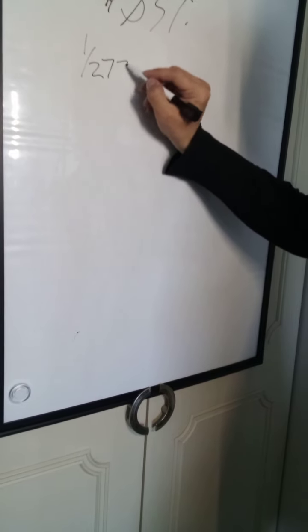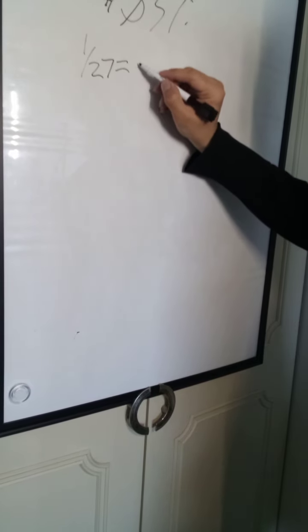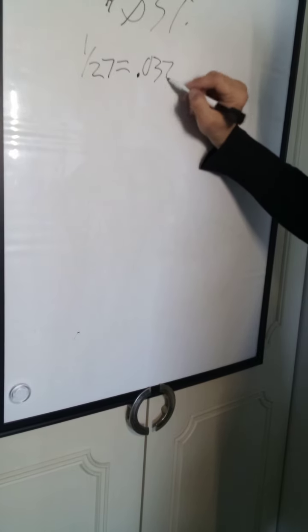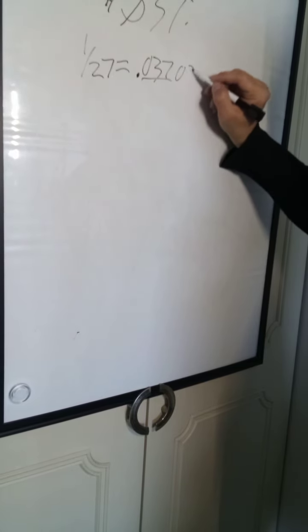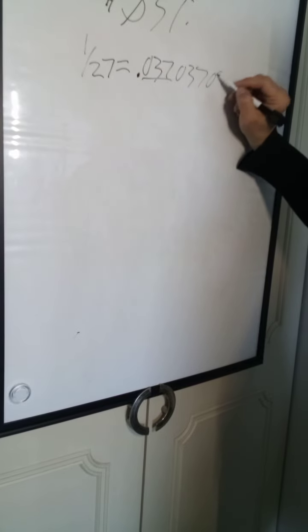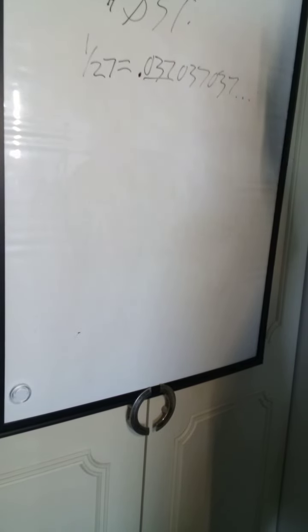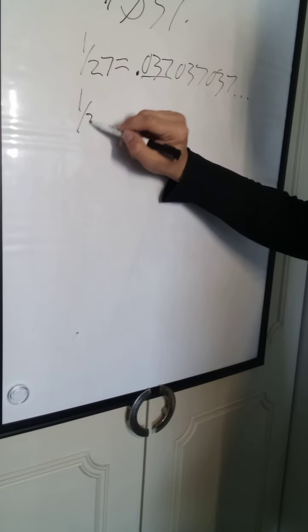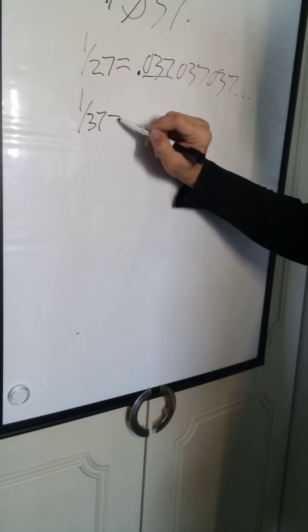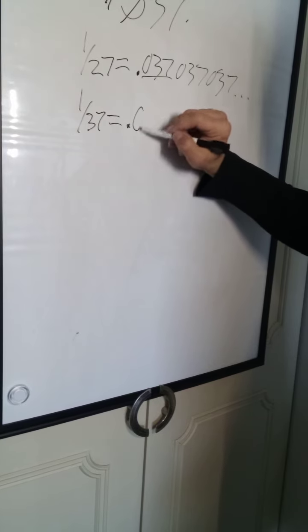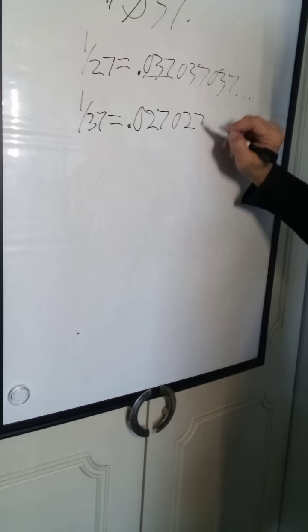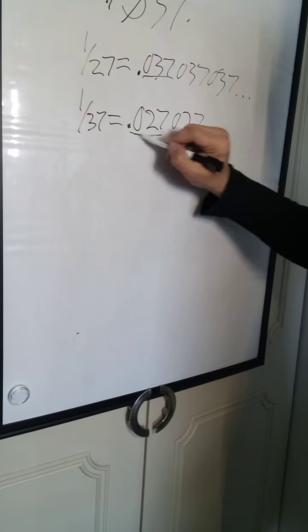Reciprocal of 27, that is 1 divided by 27, is equal to 0.037 repeating, for example. Same with reciprocal of 37. That is equal to 0.027, 0.27027 on and on.